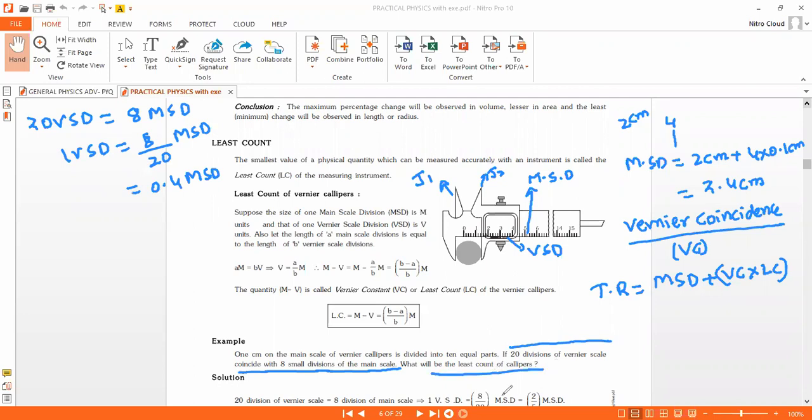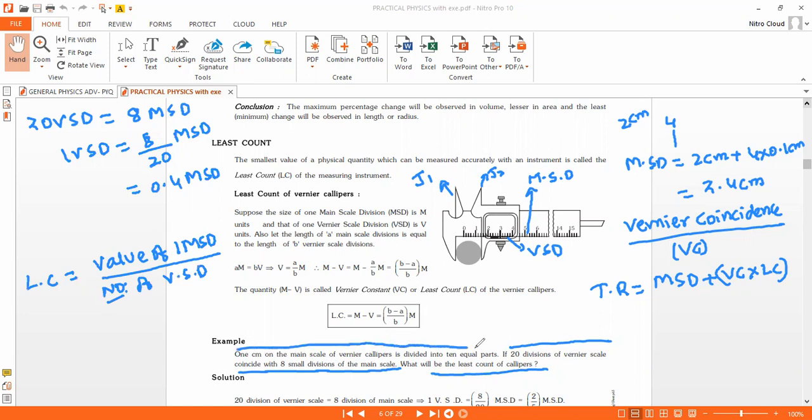They are asking to find the least count. Least count, we know that formula. That is value of 1 main scale division by number of Vernier scale divisions. Here, 1 centimeter on the main scale of Vernier calipers is divided into 10 equal parts. So, value of 1 main scale division is 1 by 10 centimeter, by 20. Number of Vernier scale divisions is 20 now.